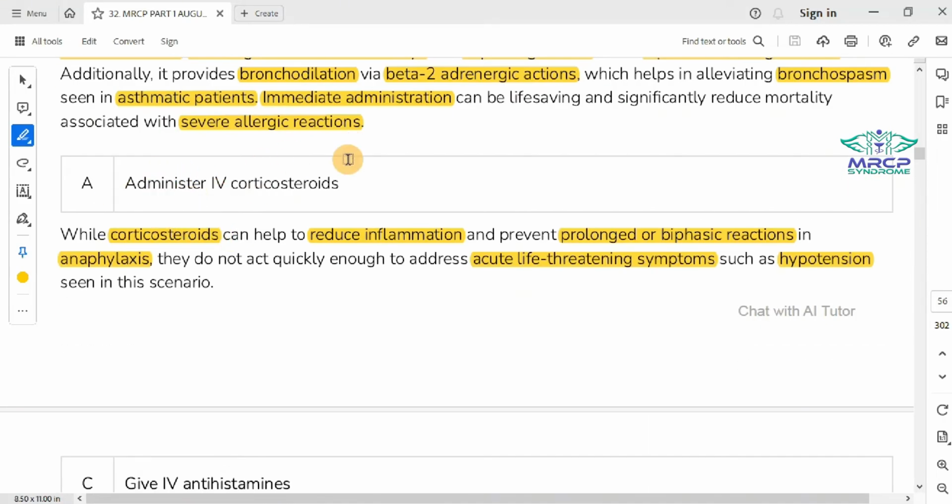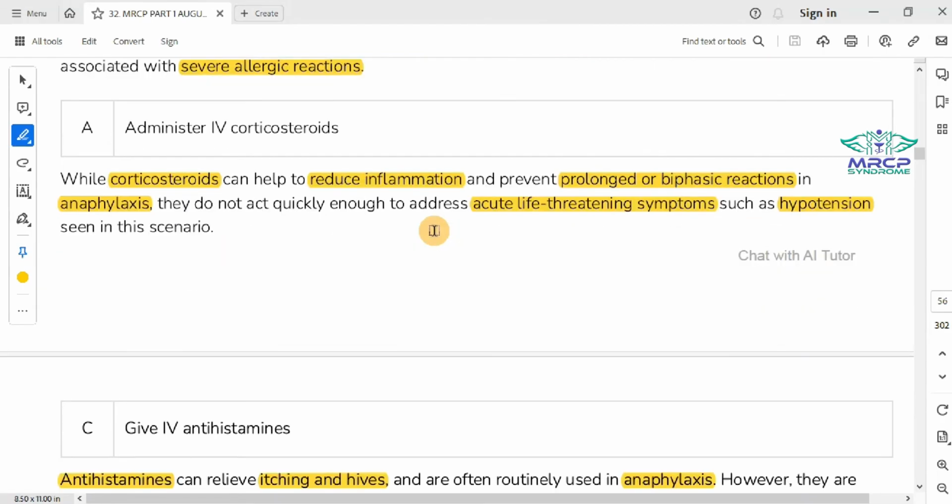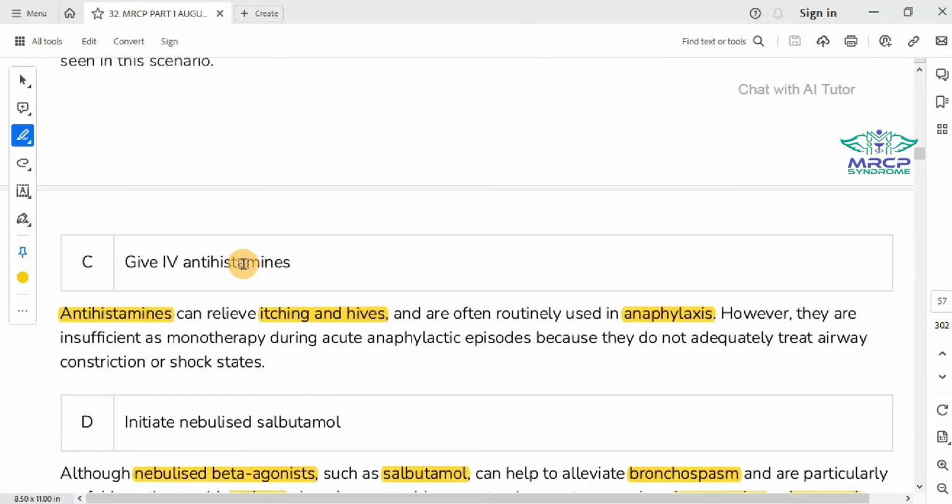And administer IV steroid. Corticosteroids can help to reduce inflammation and prevent a prolonged or biphasic reaction in anaphylaxis. They do not act quickly enough to address acute life-threatening symptoms such as hypotension.